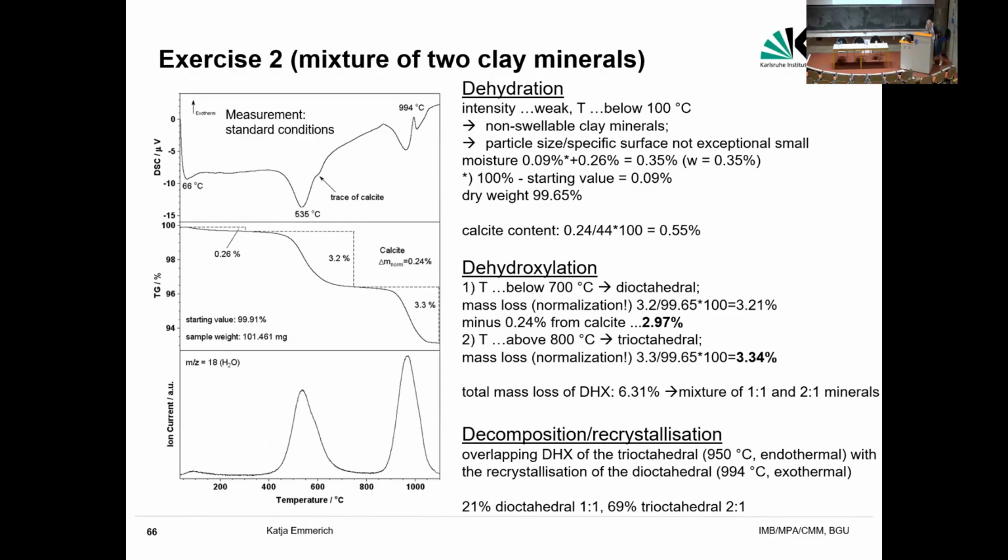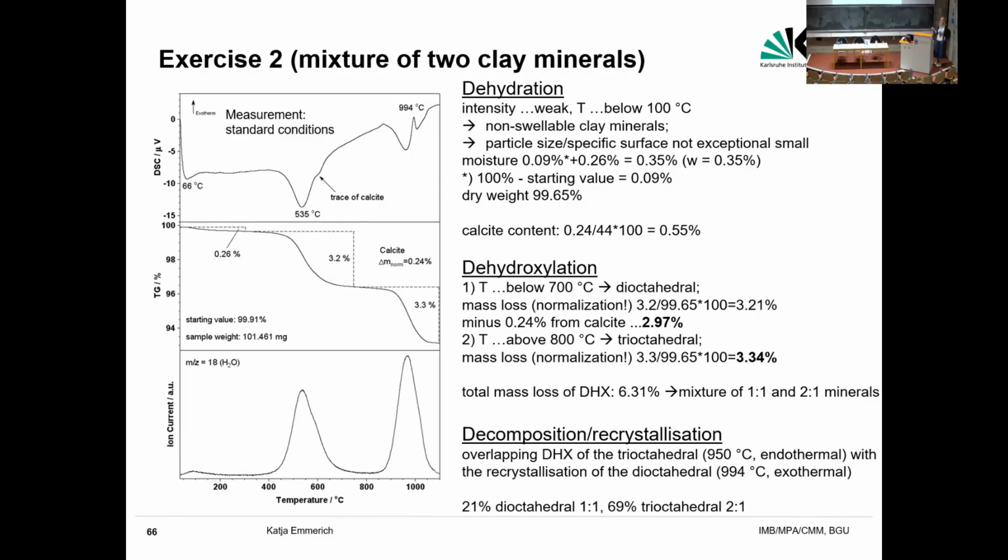Another example, we still have a few minutes to go through some examples. This is now a mixture of two of the samples you just saw before. And here again, you see a feature that is really hard to read, because you don't know if these are two superimposing endothermal reactions or if there is an exothermal reaction involved. To make this interpretation, you really need the additional information from the TG curve and from the mass spectrometer curves.